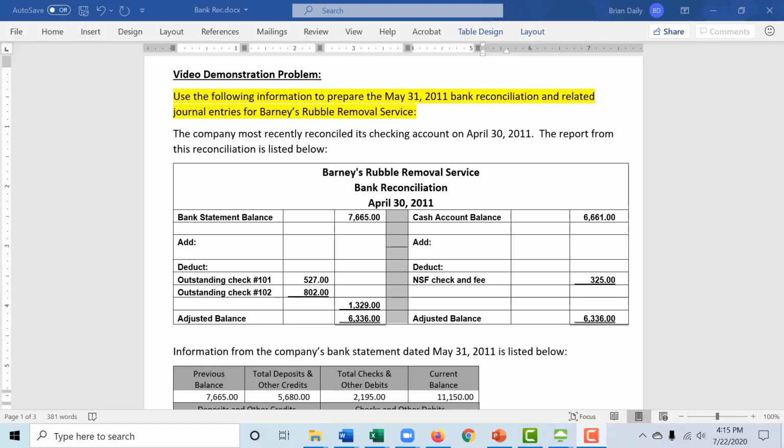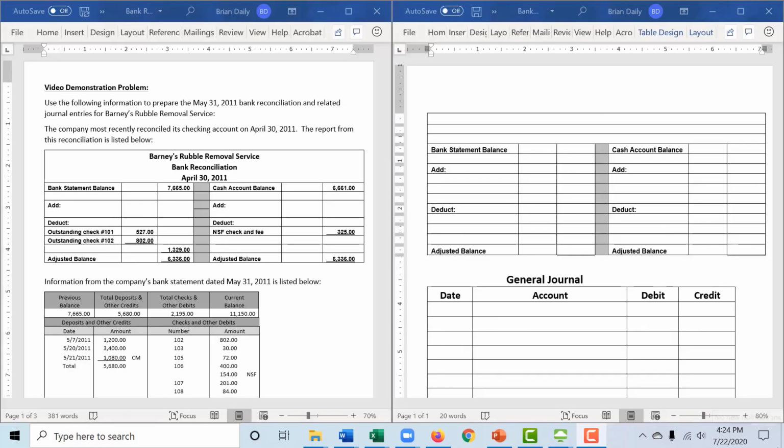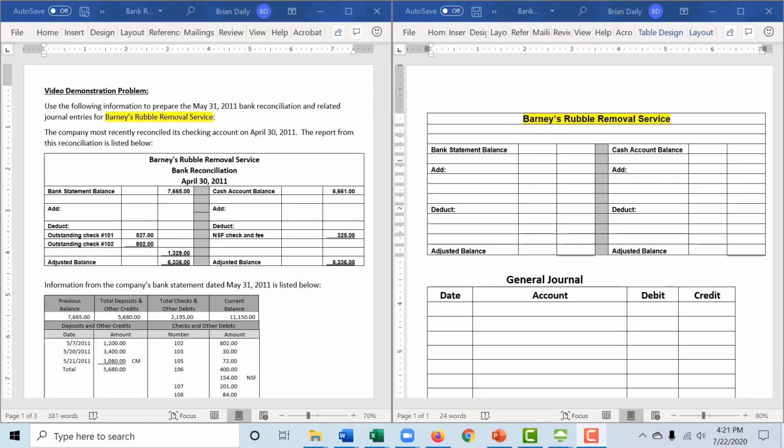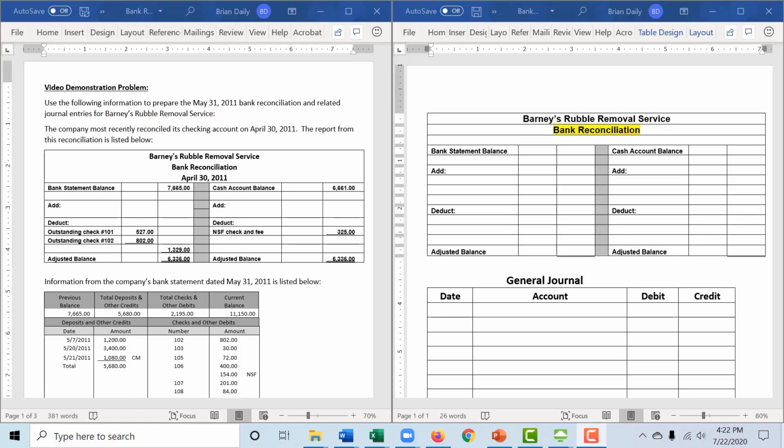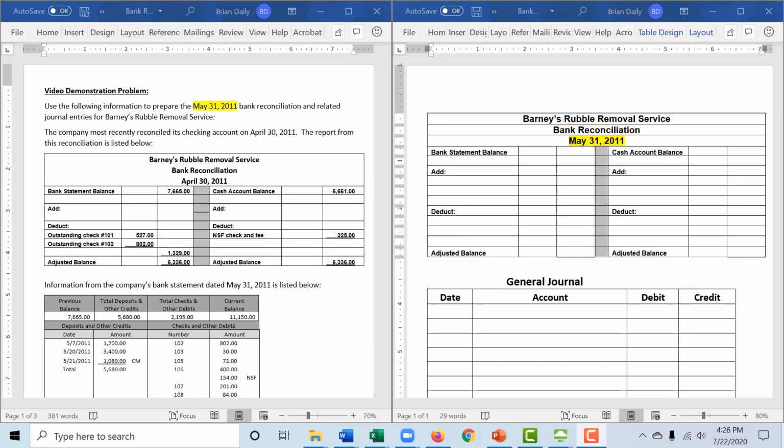The narrative states that we are to use the following information to prepare the May 31st, 2011 bank reconciliation and related journal entries for Barney's Rubble Removal Service. The first thing we need to fill out on the reconciliation report is the heading. We can see once again from the narrative that this company's name is Barney's Rubble Removal Service. In the next line, we enter the name of the report, which is the bank reconciliation. And on the last line, we enter the date of the report. And we can recall from the narrative that we are balancing the checkbook as of May 31st, 2011.